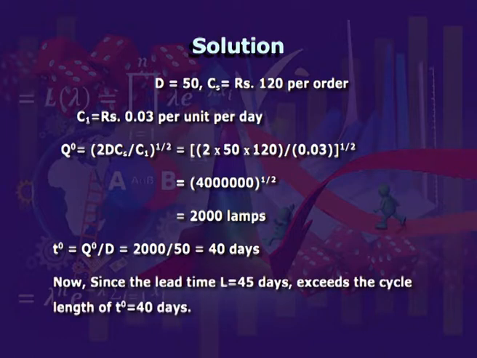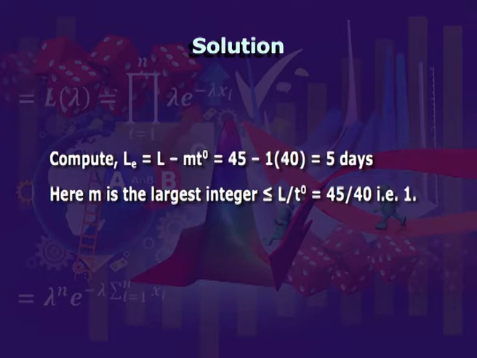Now, since the lead time capital L is 45 days, which exceeds the cycle length T0 equal to 40 days, we compute the effective lead time LE equal to L minus M into T0, where L is 45, M equal to 1, T0 is 40. Substituting the values, we get 5 days. Here M is the largest integer which is less than or equal to L divided by T0. L is 45, T0 is 40, and therefore the largest integer becomes 1.